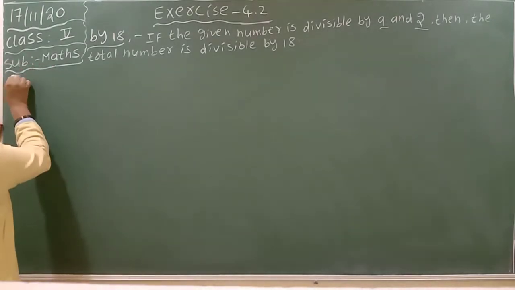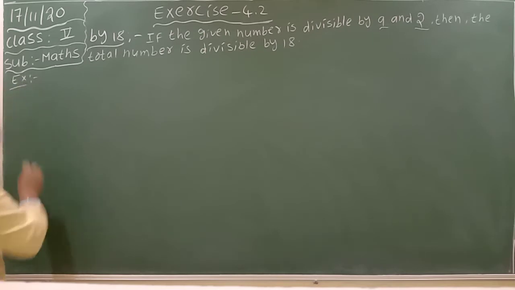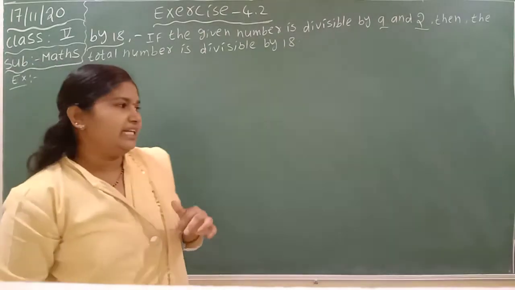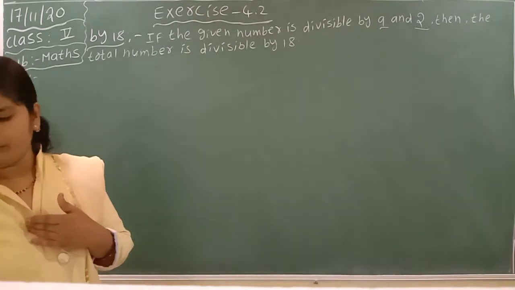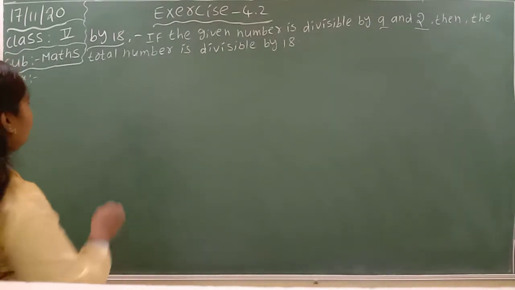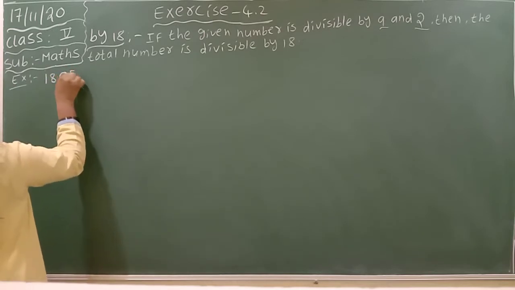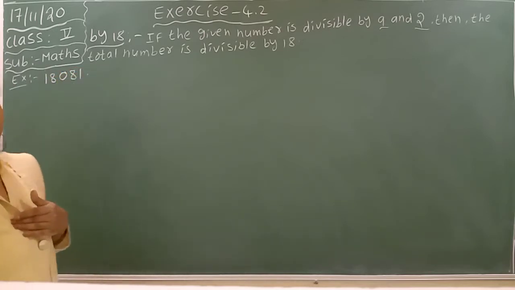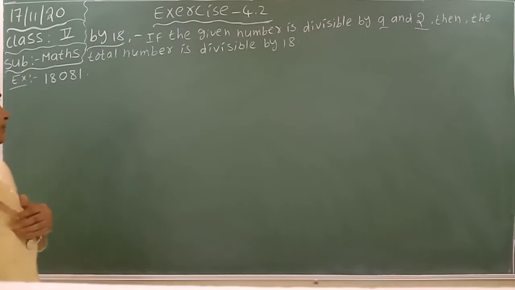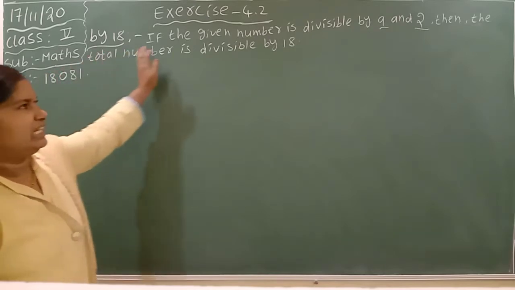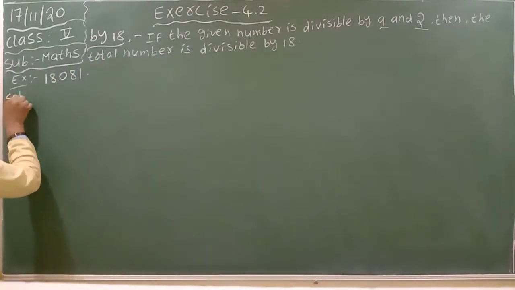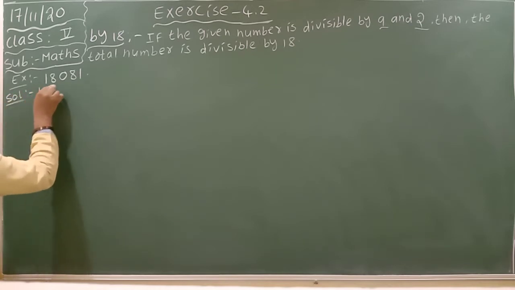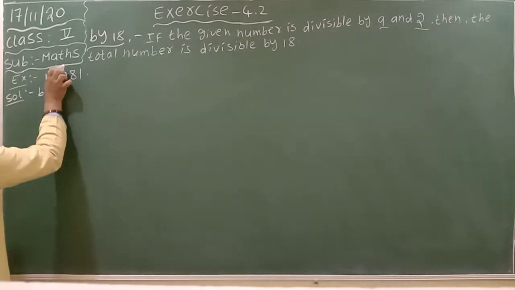See, here I will say one example question. I am taking 18,081. It is the given number. First of all, what you have to check here? It is divisible by 9. So you have to write down the solution by the 9 property. What is the by 9 property, children?